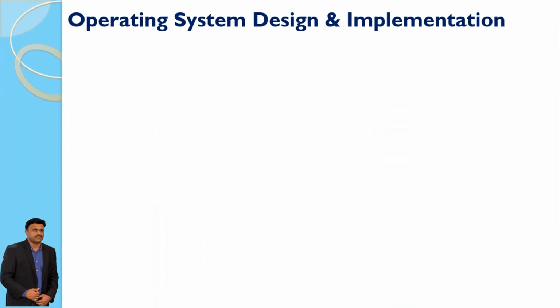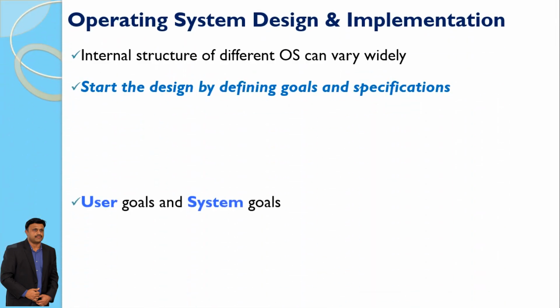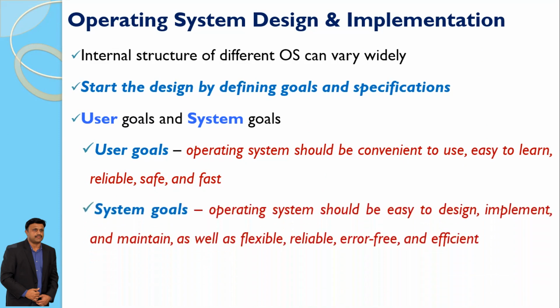The design and implementation of an operating system start with defining goals and specifications. User goals focus on convenience, ease of use, and safety, while system goals emphasize ease of design, implementation, and maintenance.